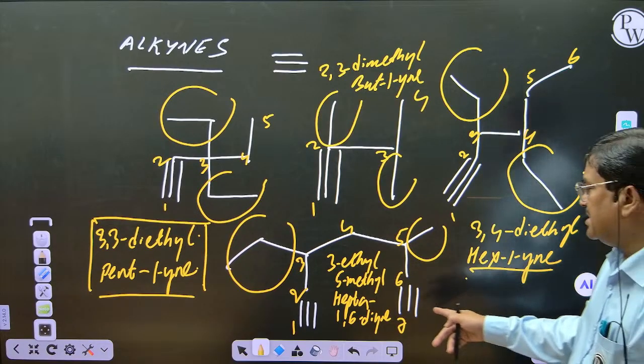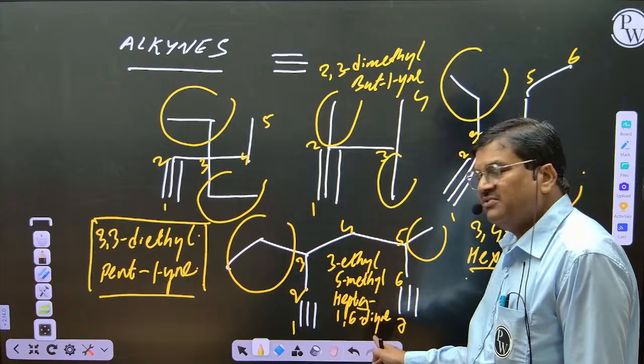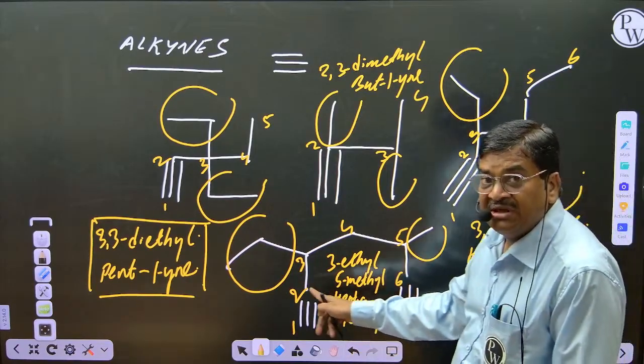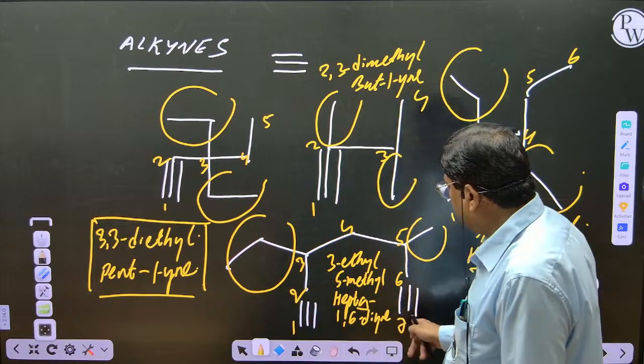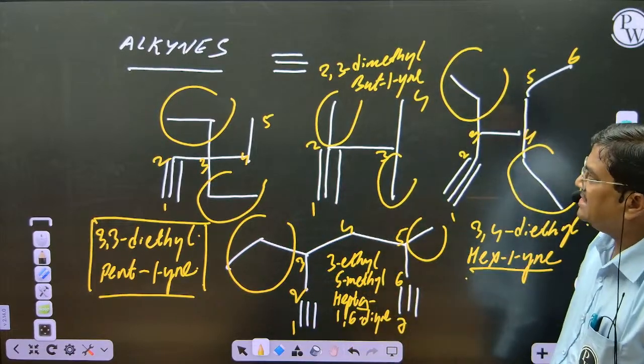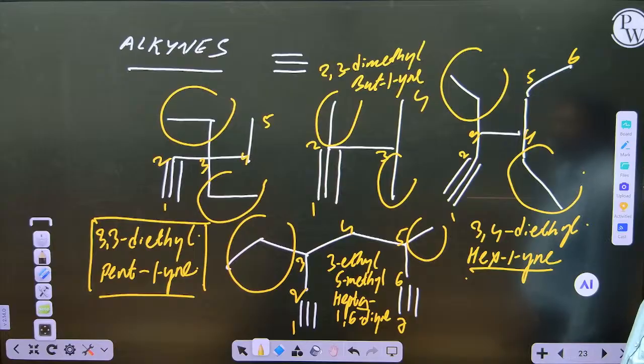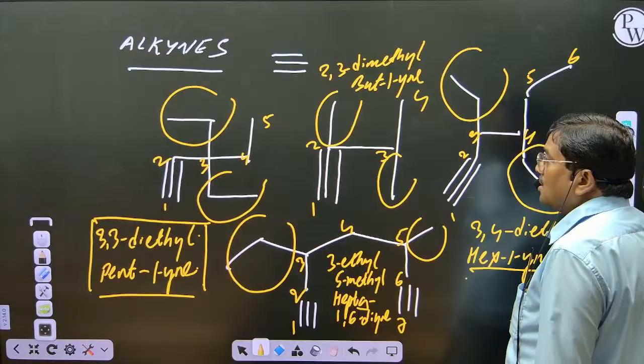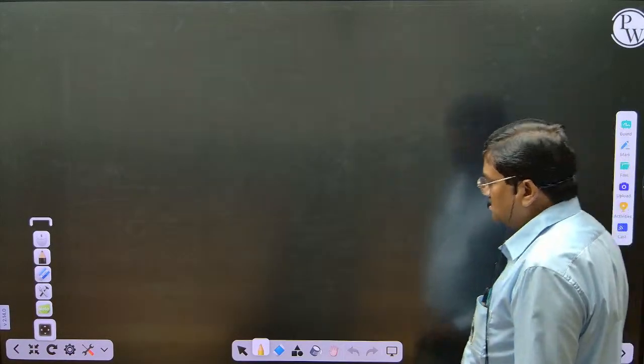Understood? So whenever two triple bonds are there, we have to retain what? The 'a' in hepta. And the functional group should be included in the parent chain. See, this triple bond is included in the parent chain. Copy. Now I give you one more compound. Copy this, one more compound.